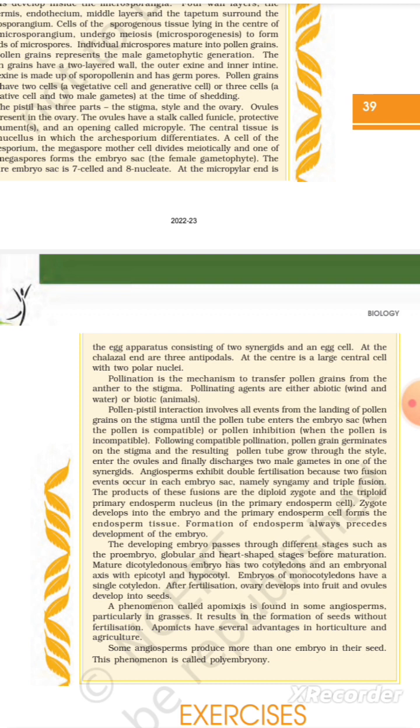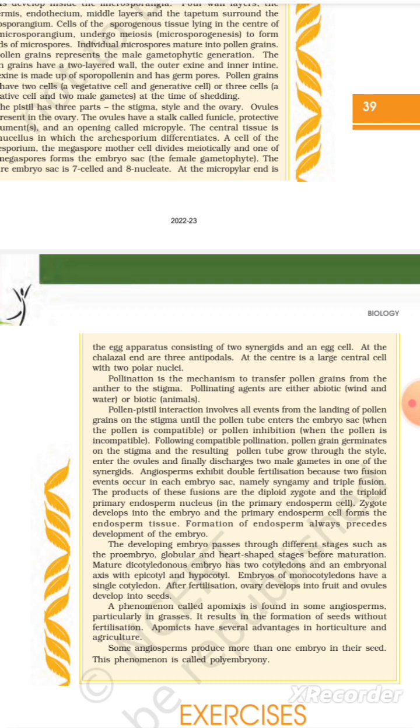Angiosperms exhibit double fertilization because two fusion events occur in each embryo sac, namely syngamy and triple fusion. The products of these fusions are the diploid zygote and the triploid primary endosperm nucleus. The zygote develops into the embryo and the primary endosperm cell forms the endosperm tissue. Formation of endosperm always precedes development of the embryo.